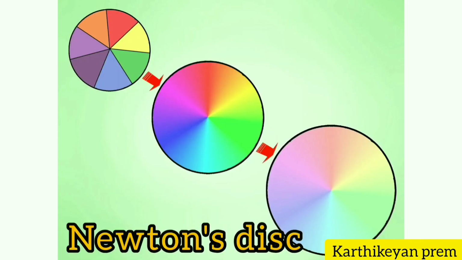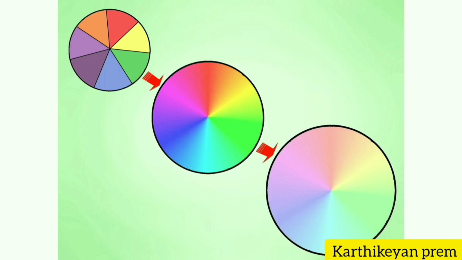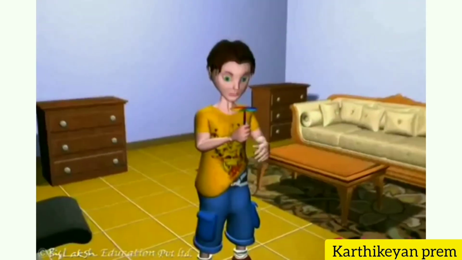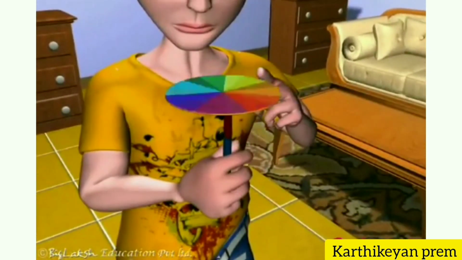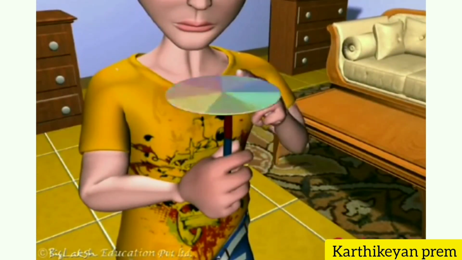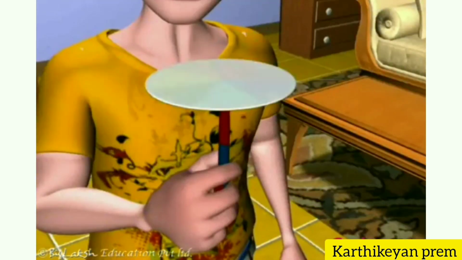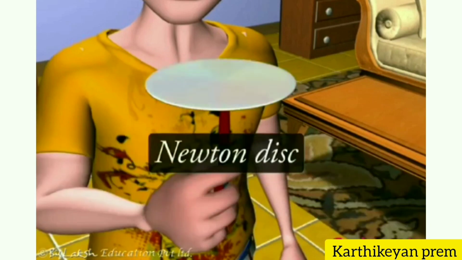Newton's disk. If white light is made of lights of 7 colors, then the 7 rainbow colors can be recombined together to form white light with the help of Newton's disk. The way light mixes was first explained by the famous English physicist Isaac Newton. He showed that on rotating a rainbow colored disk, it appears white.